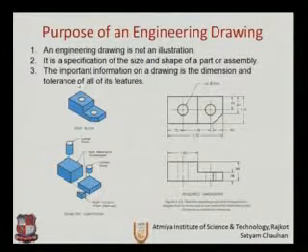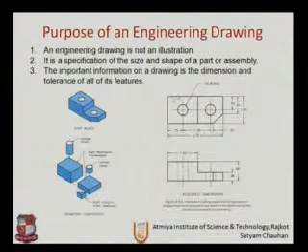The purpose of the engineering drawing, the purpose of the orthographic drawings, is first that an engineering drawing is not an illustration. It does not merely illustrate the object, but rather it is a specification of the size and shape of a part or assembly. So we need to define clearly the size, the depth, the width, and important information on the drawing, such as the tolerances or dimensions, all the features of that object.